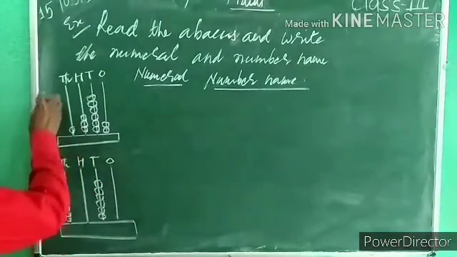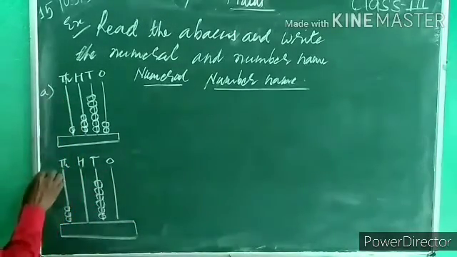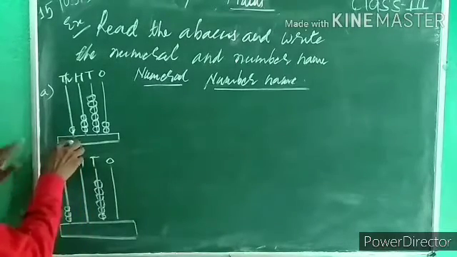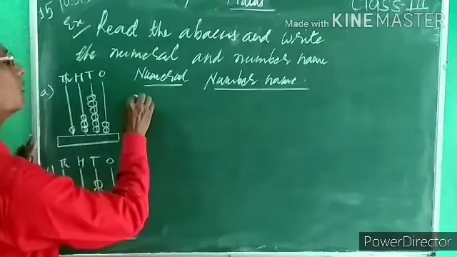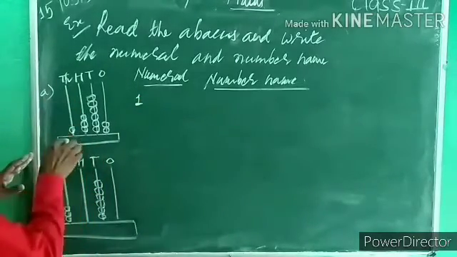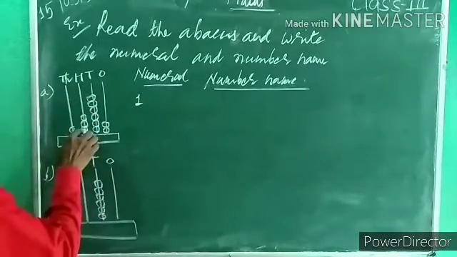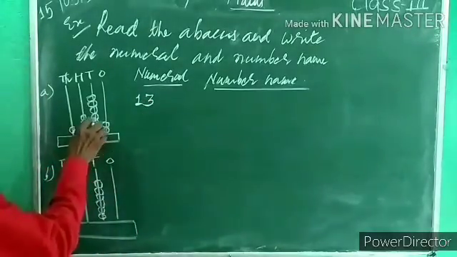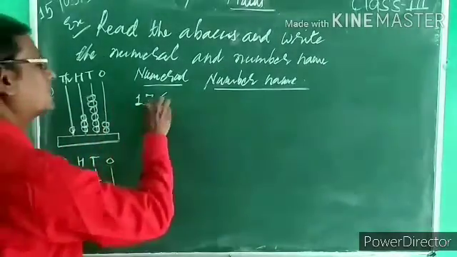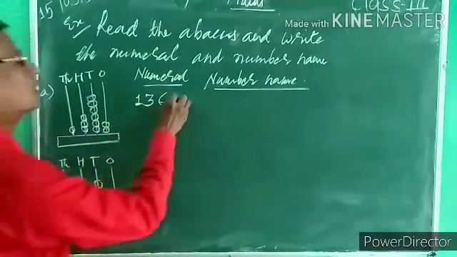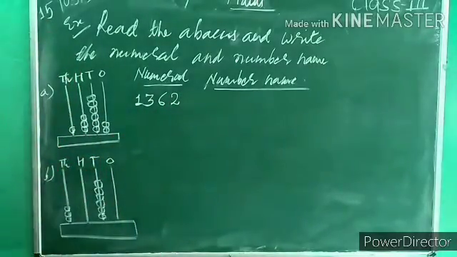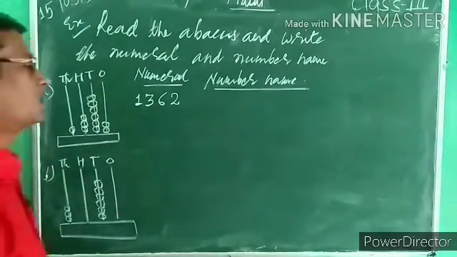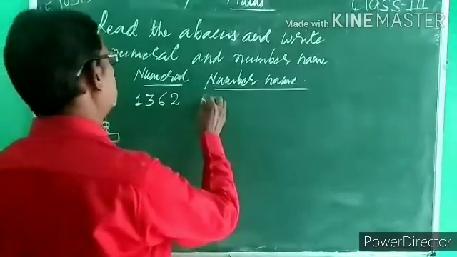First look at that diagram. This diagram is given as A, this one, and this one B. 2 examples. How many beads are here? 1. So here 1. In 1000, 1 bead. In 100, how many? 1, 2, 3. So write here 3. In tens, count 1, 2, 3, 4, 5, 6. So 6. And in ones, 1, 2. So the required 4-digit number is 1362.